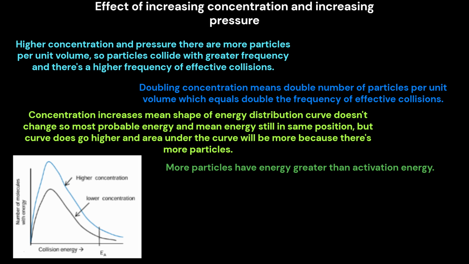When concentration increases, the shape of the energy distribution curve doesn't change, so the most probable energy and mean energy are still in the same position. But the curve does go higher and the area under the curve will be more because there are more particles. More particles have energy greater than the activation energy.